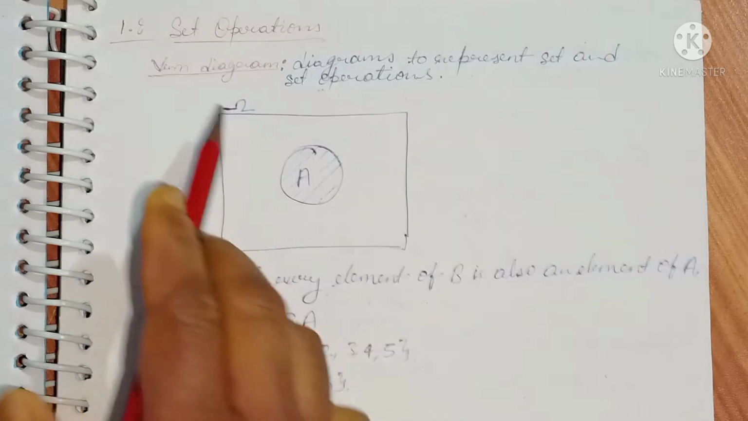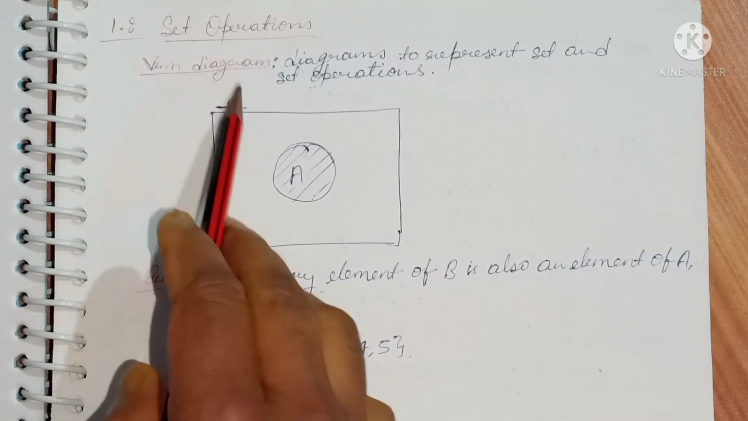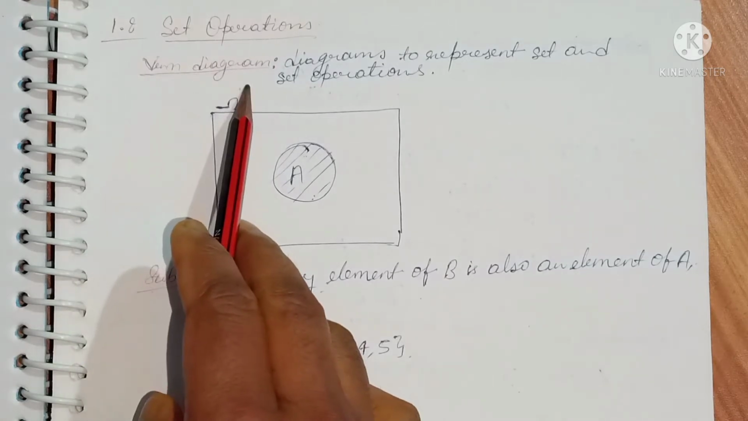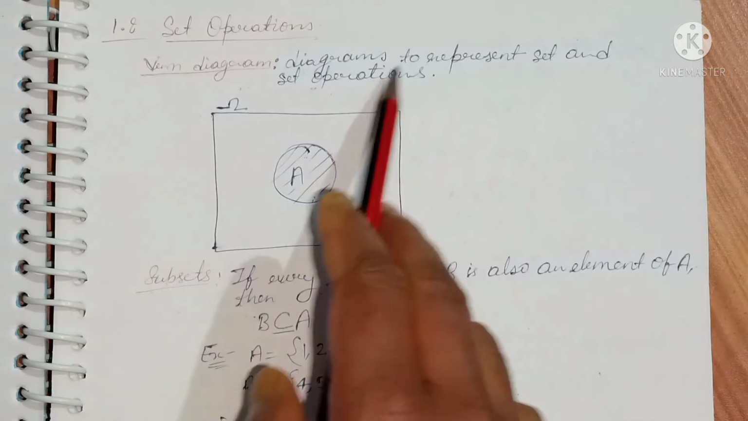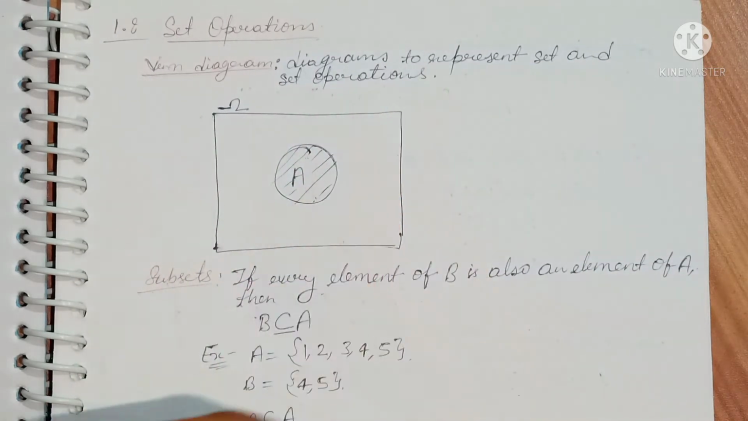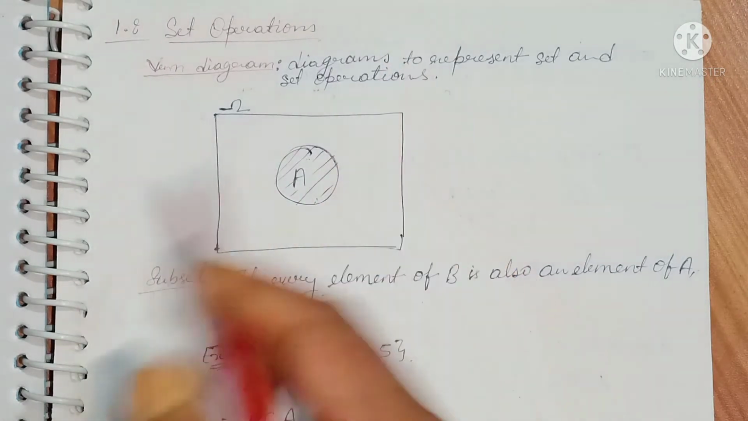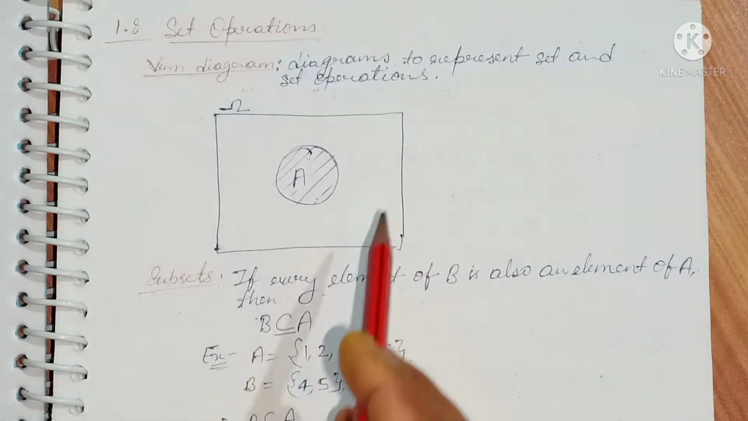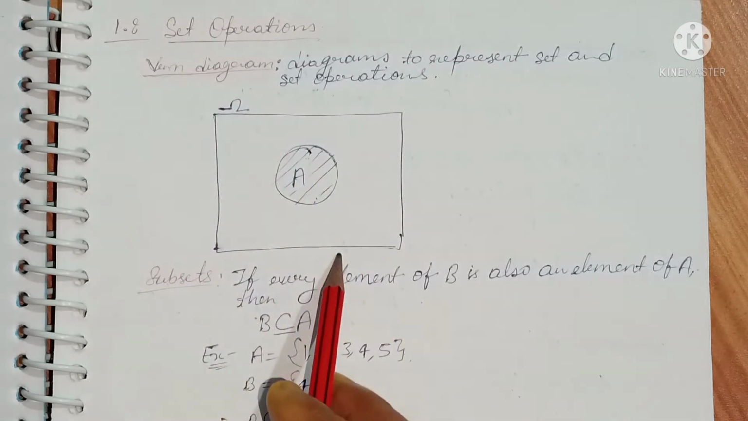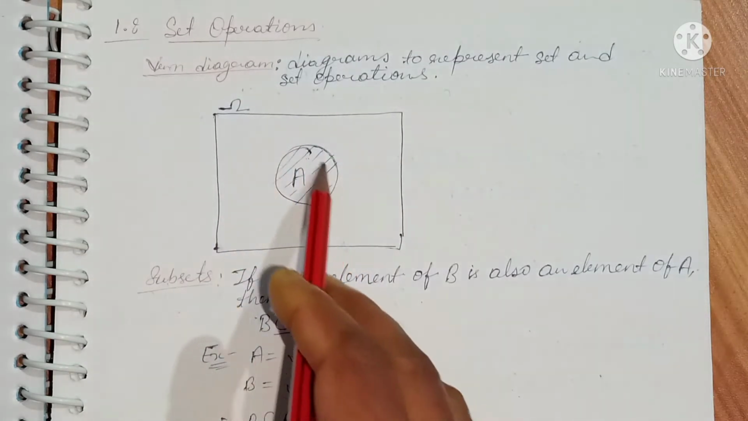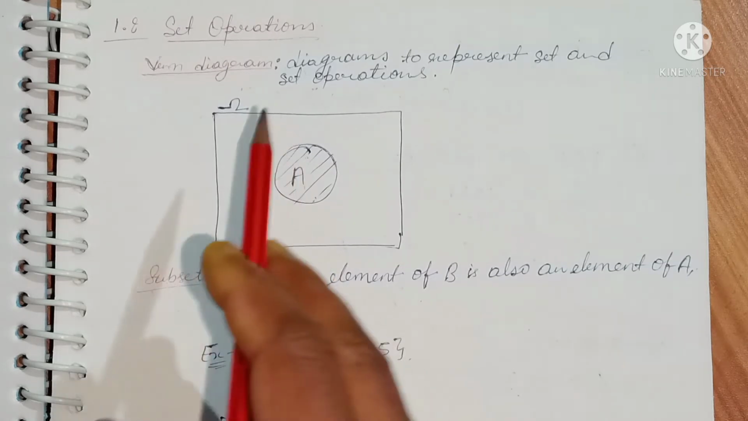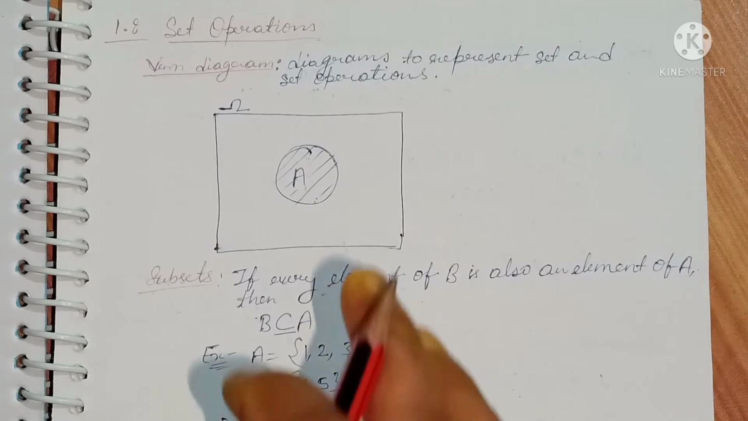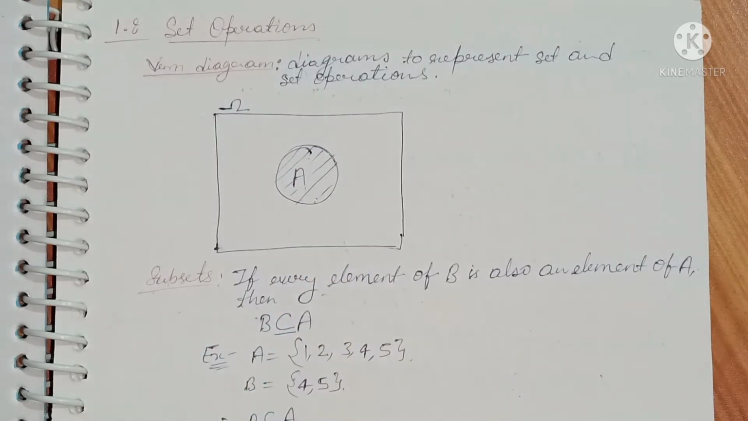The first topic under set operations is the Venn diagram. So what is a Venn diagram? It is a type of diagram used to represent sets and set operations. For example, here you can see A. This is a diagram used to represent a set. In subsequent sections I will show you how Venn diagrams can be used to represent sets and set operations.